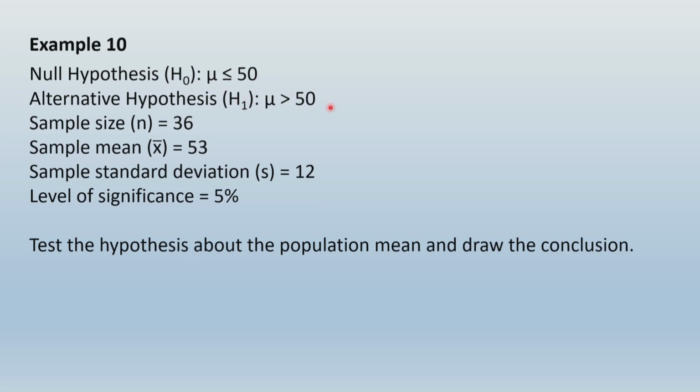Now look at one thing, because H1 states mu greater than 50, it is a one tail test and it has to be a right tail test. Now we have learned these basic things in the earlier classes already. Sample size 36, sample mean x bar 53, sample standard deviation 12, level of significance 5%. Test the hypothesis about the population mean and draw the conclusion.